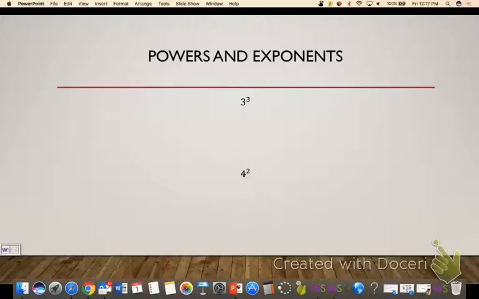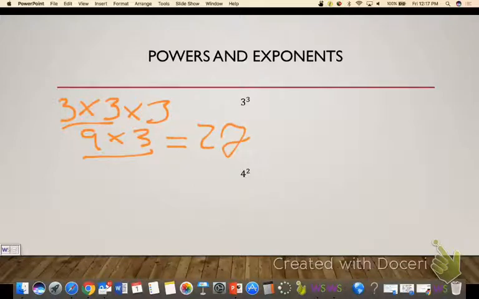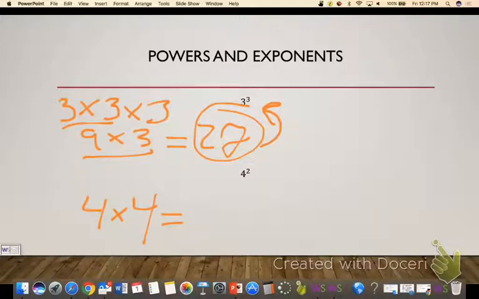And so 3 to the third power, in this case it would be 3 times 3 times 3, which is 9 times 3. 9 times 3 equals 27. So your answer for 3 to the third power is 27. Same down here with 4 to the second power. 4 times 4, which equals 4 squared, which equals 16, which is the answer for 4 to the second power.